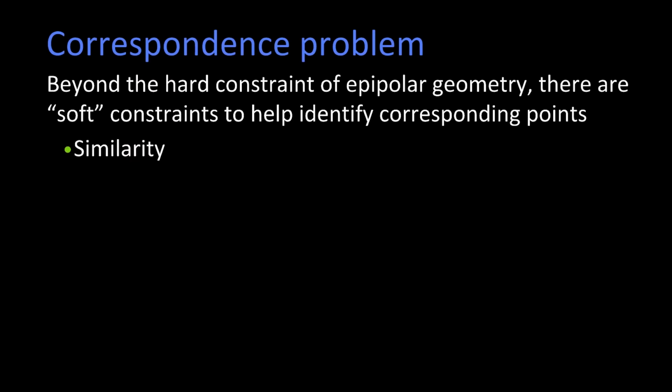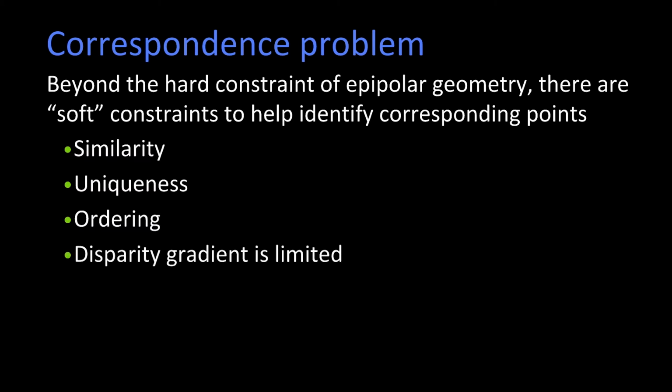One is similarity, which says that pixels in the left image should look about like the pixels in the right image if you have the right match. Uniqueness says that there's no more than one match of a left pixel in the right image. Ordering says if pixels go ABC in the left image, they go ABC in the right. And disparity gradient is limited. That means that the depth doesn't change too quickly. We'll talk about some of these today, but what we're going to start with is similarity.